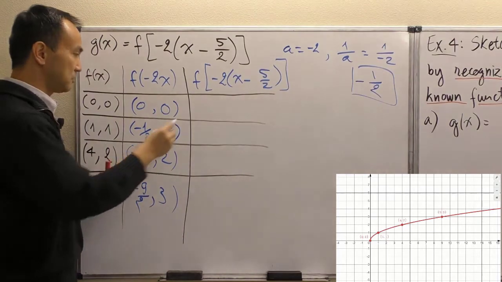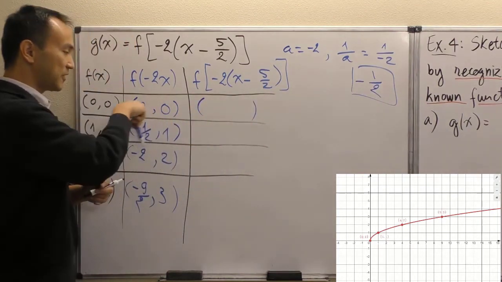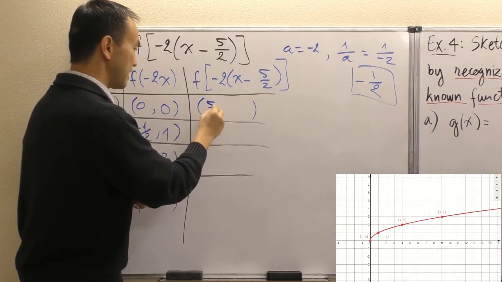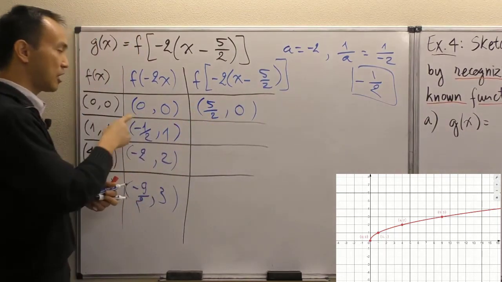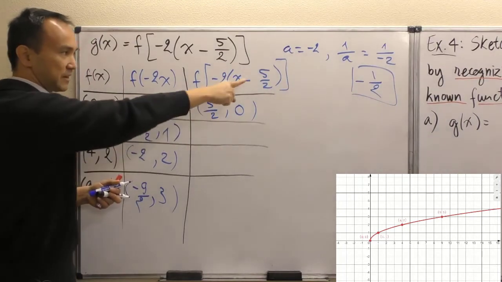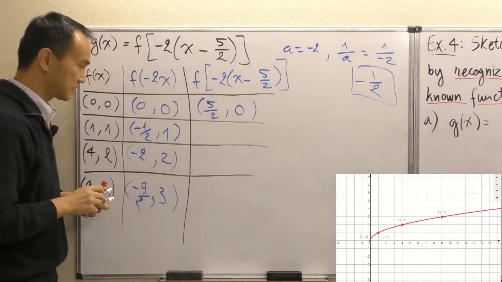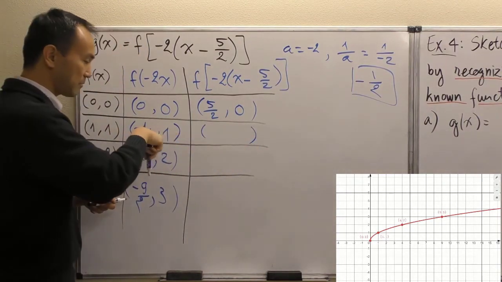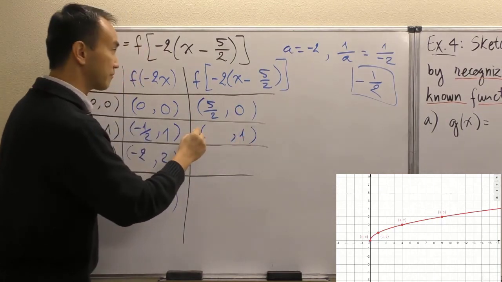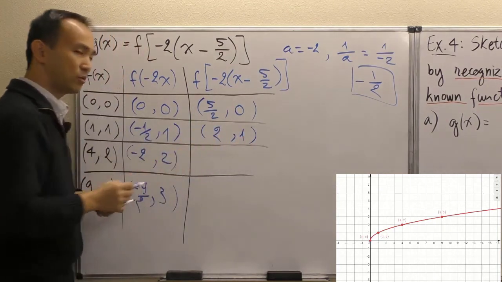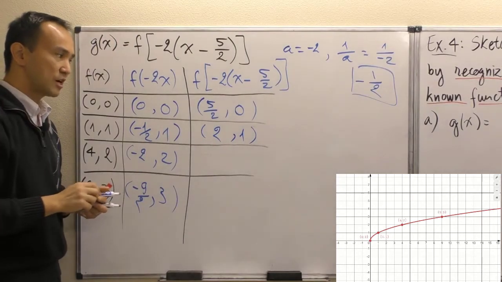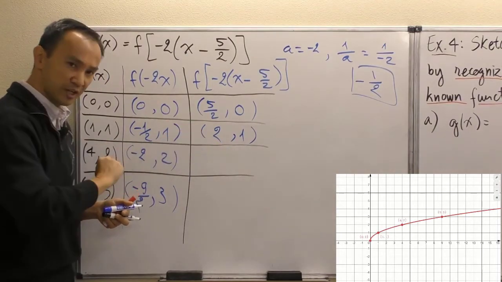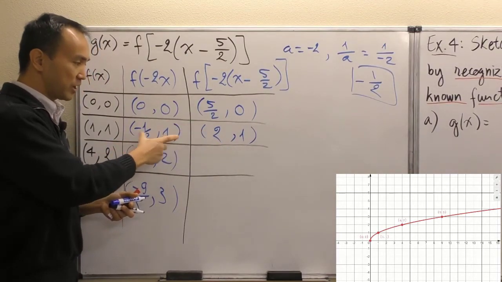Okay, so that's why this first point from the preceding step, which was 0, 0, is now 5/2, 0. That is simply because 0 plus 5/2 gives me 5/2. And now for the next point right here, negative 1/2, 1, now it's transformed into 2, 1. That's simply because negative 1/2 plus 5/2 is 4/2, and that reduces down to 2. So that's what this point is transforming to.